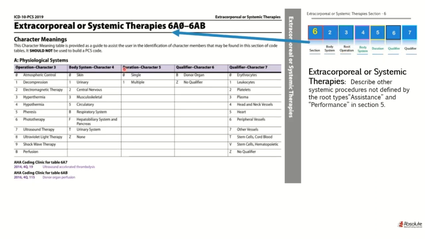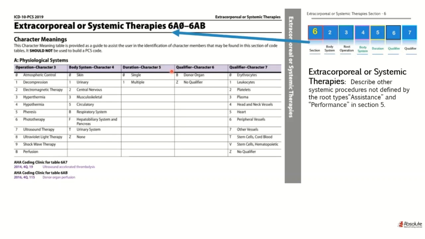Our root operations, or third character, are atmospheric control, decompression, electromagnetic therapy, hyperthermia, hypothermia, pheresis, phototherapy, ultrasound therapy, ultraviolet light therapy, shock wave therapy, perfusion. Our fourth character, body system, will be skin, urinary, central nervous, musculoskeletal, circulatory, respiratory, hepatobiliary system and pancreas, urinary system, and none.